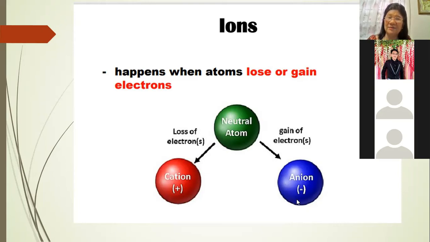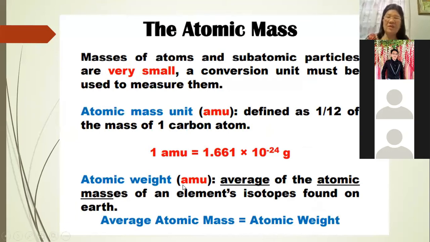So, an ion. When it loses an electron, what is the charge? Positive. And it is termed a cation. And if it gains an electron, it will have a negative charge, and it will be considered an anion. So that is ions. It could either be a cation having a positive charge or an anion having a negative charge.